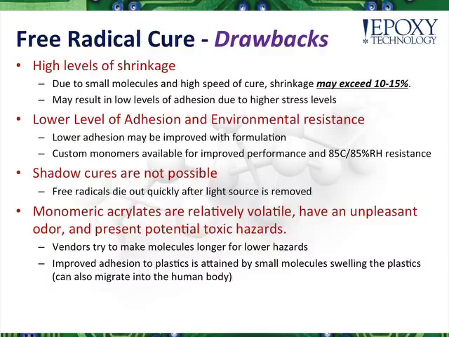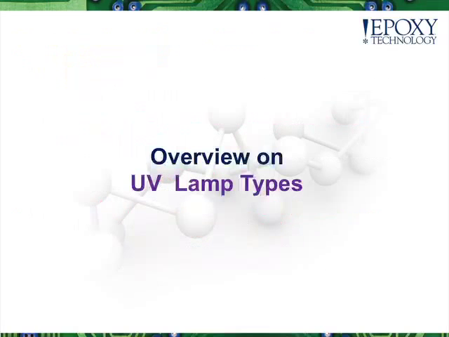Finally, free radical UV systems tend to be quite volatile, meaning that once you cure them, they'll have an unpleasant odor. This can actually be potentially hazardous toxins that are being released from the monomer. They tend to be very low-weight molecules, and it's definitely something you're going to want to watch out for, and you'll very quickly smell. So those are your two basic types of UV systems.